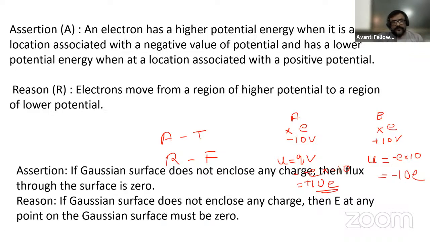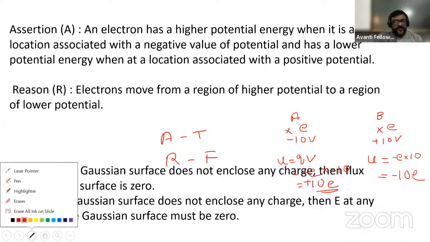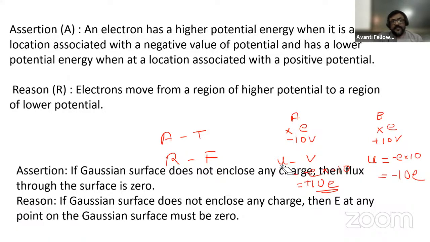Now, next one. If a Gaussian surface does not enclose any charge, then flux through the surface is zero. That is the assertion. This is what Gauss theorem says. When there is no charge enclosed by the Gaussian surface, the flux passing through it will be zero. No doubt. We can directly deduce this from the Gauss theorem. So what do you say? Whether it is true or false?